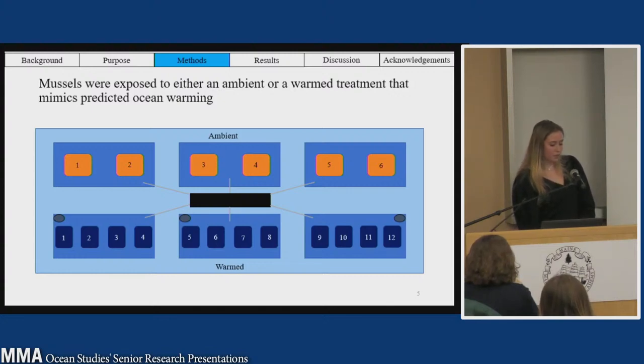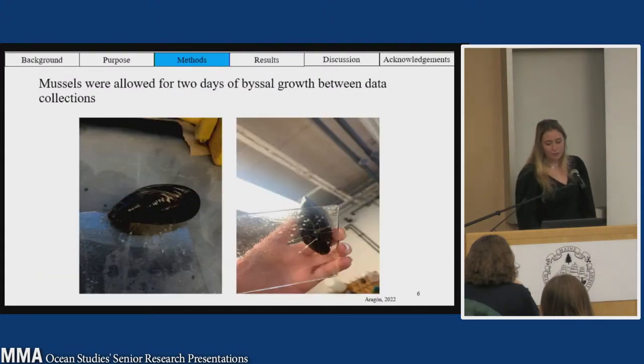After I placed each one of the mussels in their housing, I gave them 2 weeks to acclimate, and I changed the water every 2 days with water that was pulled directly from Castine Harbor. After this acclimation period, I removed the mussels from the tanks, I cut the byssal threads as close to the shell as possible, and then I changed the water, cleaned them, and placed them back into their respective tanks for 2 more days.